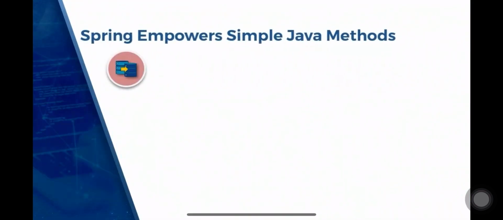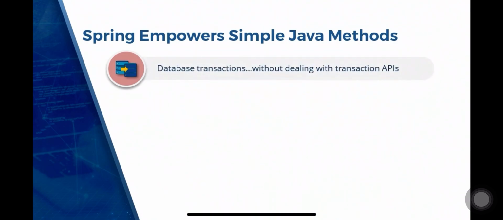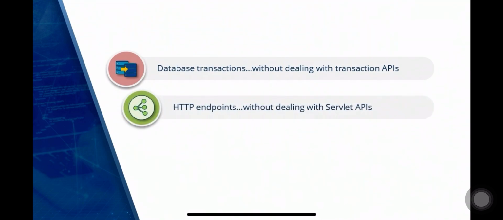There are a large number of Spring modules available that allow you to work with Spring, where you write just simple methods to perform very complex tasks. For example, let's say you need to connect to a database and run queries on this database. Spring allows you to set up database transactions with simple Java methods without you having to deal with transaction APIs. Spring makes it very easy for you to expose HTTP endpoints from your applications that can respond to HTTP requests. These HTTP endpoints can be set up without you having to deal with servlet APIs.